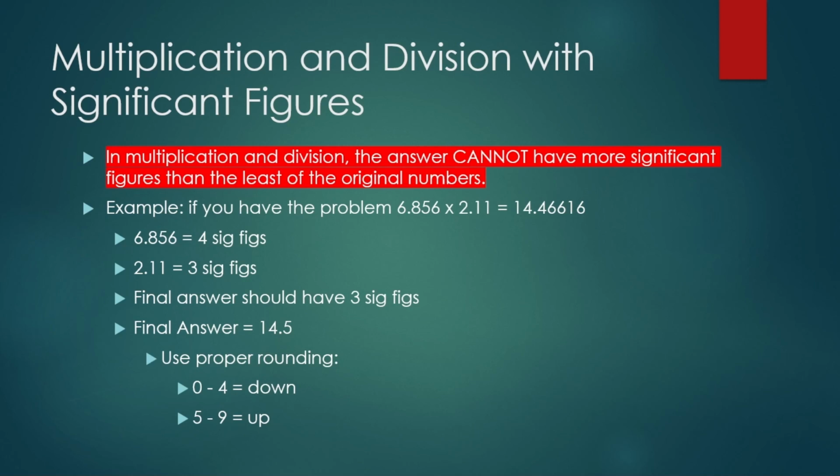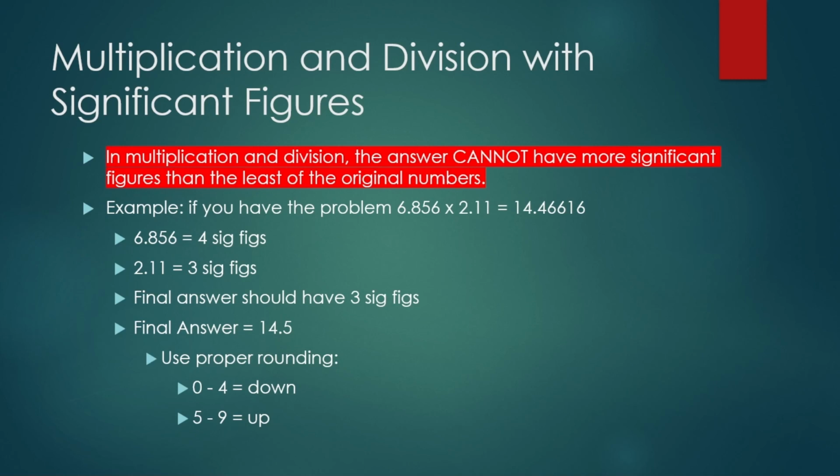Now, the difference between multiplication and division and addition and subtraction with significant figures is that with multiplication and division, you look at the total number of significant figures, whereas with addition and subtraction, you only look at the numbers after the decimal point. So in this case, you look at each individual number. 6.856 has a total of 4 significant figures, and 2.11 has 3 significant figures. So the final answer cannot have any more than 3 significant figures because it's the least number of sig figs in the original numbers. So the final answer should have 3 significant figures.